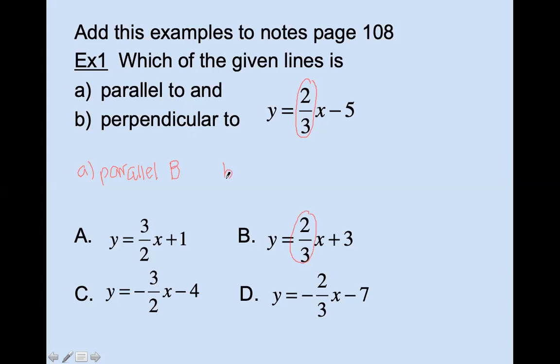To answer part B, this time I'm looking for the one that's perpendicular. So to be perpendicular, the slope needs to be the opposite. So since this is positive, it'd be negative. And I need the reciprocal, so I flip it upside down. So I'm looking for a -3/2. So there's my 3/2, and it should be this, -3/2. So my answer to part B, the line that's perpendicular, would be C. All right, let's continue.